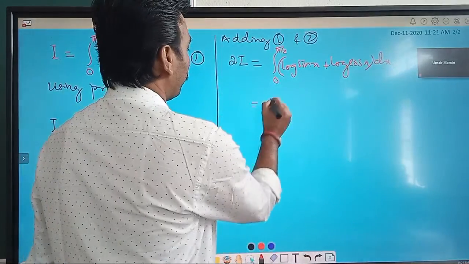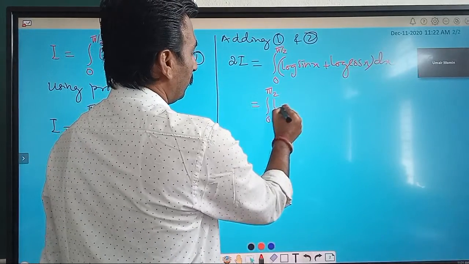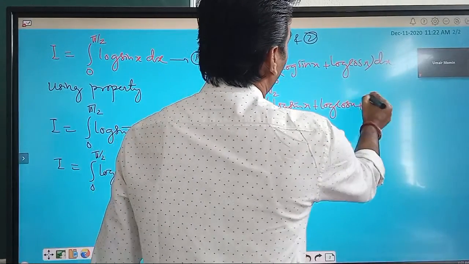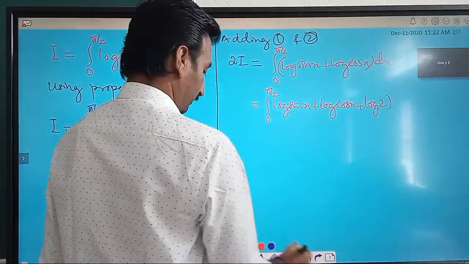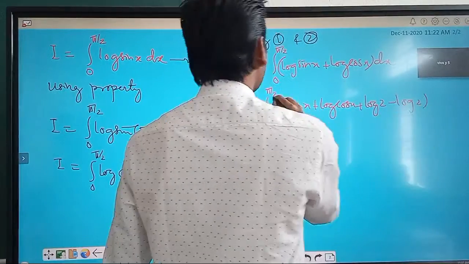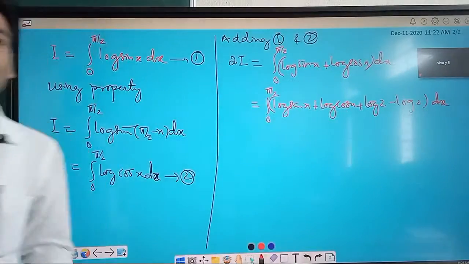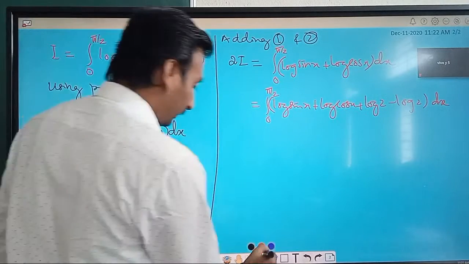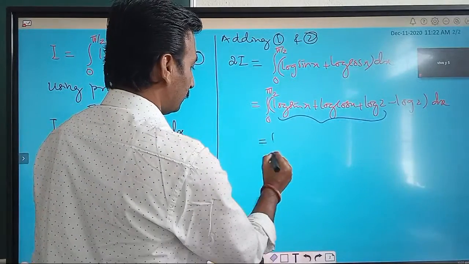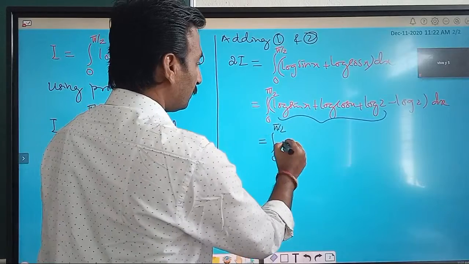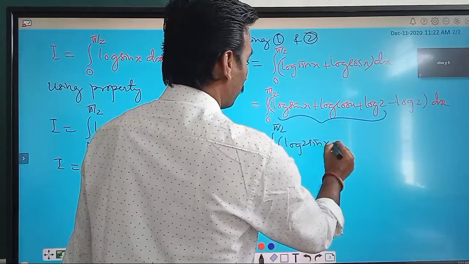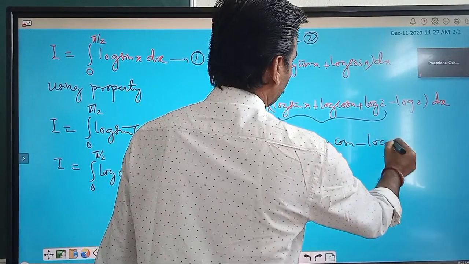Just what I will do here is 0 to pi by 2 log of sin x plus log of cos x plus log 2 also, sorry, plus log 2 also I will take here, and minus log 2. Add and subtract a log function here. Why? Because I can write this one as the formula. Look at this, 0 to pi by 2 log of 2 sin x into cos x minus log 2 with respect to x.